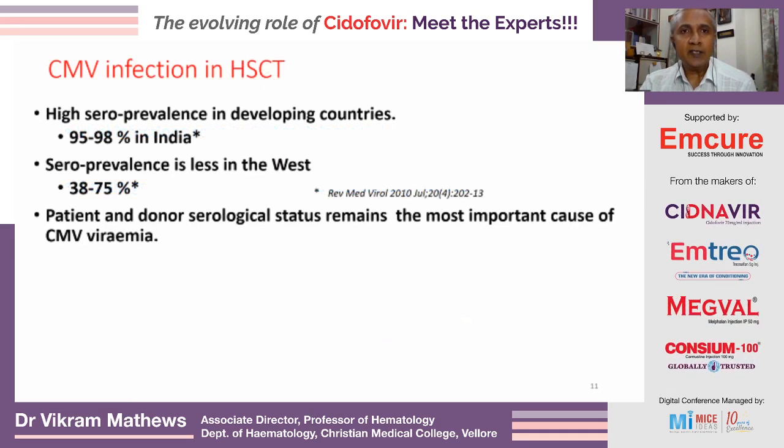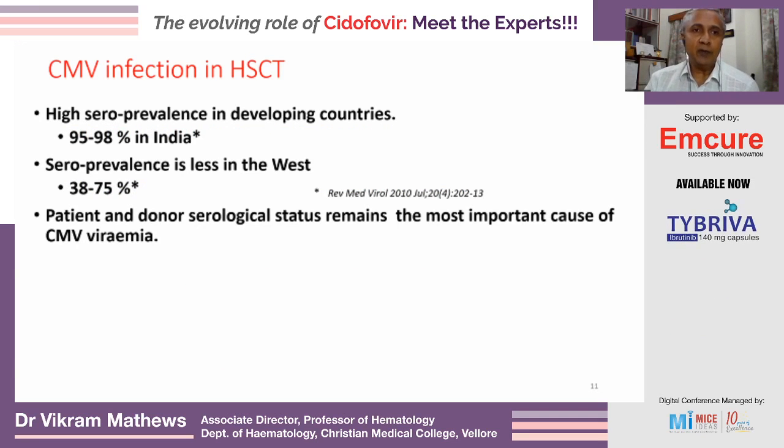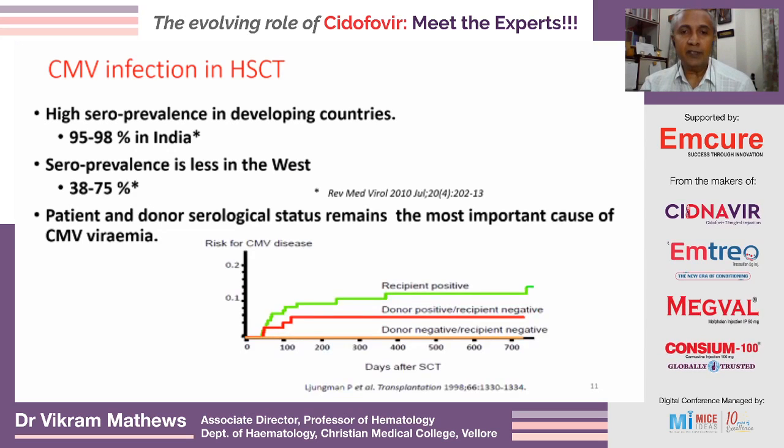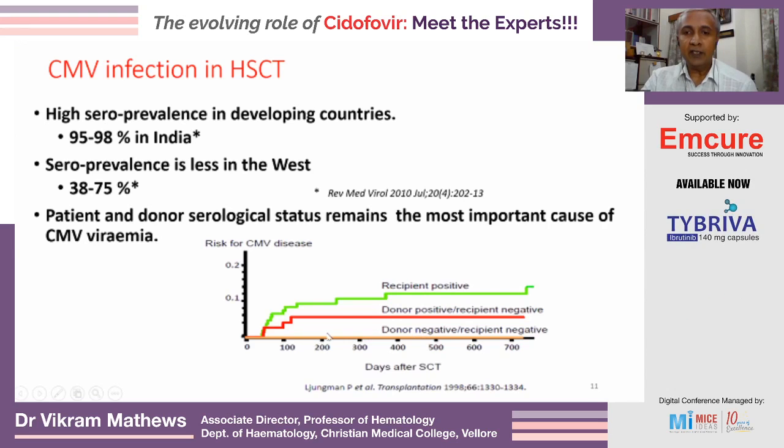As all of you know, for CMV there's a high seroprevalence in India, with 95 to 98% of the population being seropositive, in contrast to about 38 to 75% in the West. The patient and donor serological status remains the most important determinant of CMV viremia in a Western population. This is fairly old data by Ljungman et al., which shows you the association. If both the donor and the recipient are negative, the incidence of CMV reactivation is very low, as seen by the orange line over here.